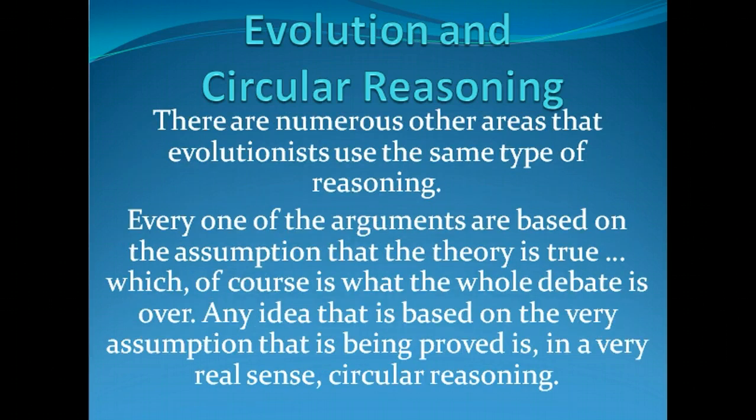Now, there are numerous other areas where evolutionists use the same type of reasoning. And in this video, we're going to look at two or three more of these. Now, every one of the arguments is based on the assumption that the theory of evolution is true, which of course is what the whole debate is over. Any idea that is based on the very assumption that is being proved is, in a very real sense, circular reasoning.